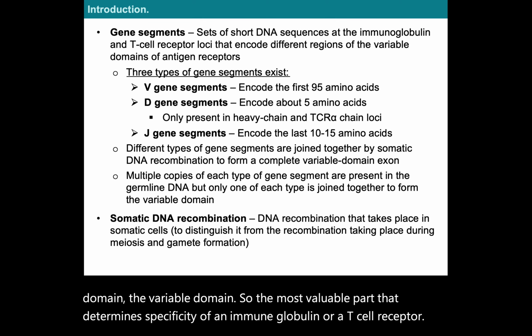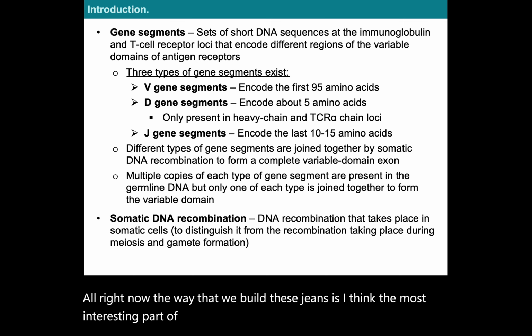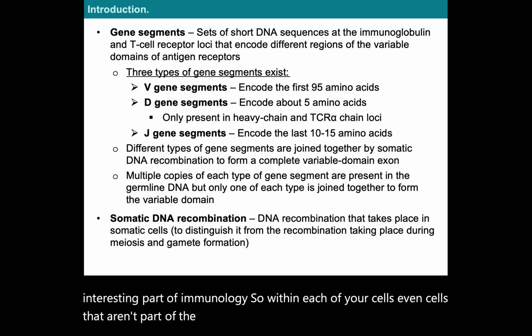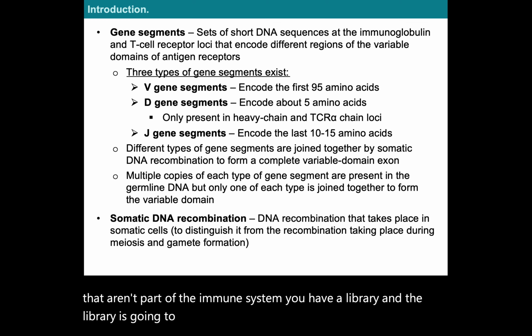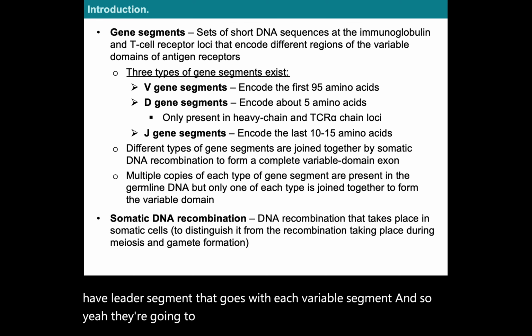All right. Now, the way that we build these genes is, I think, the most interesting part of immunology. So within each of your cells, even cells that aren't part of the immune system, you have a library. And the library is going to have a set of V gene segments. It's actually going to have a leader segment that goes with each variable segment. And they're going to be roughly the first 95 amino acids of an immunoglobulin.